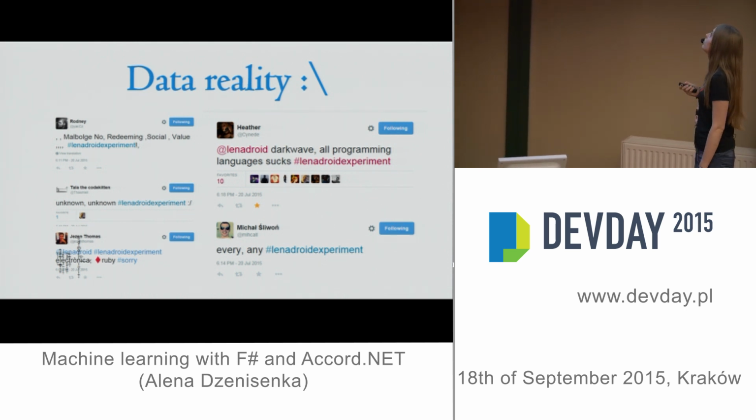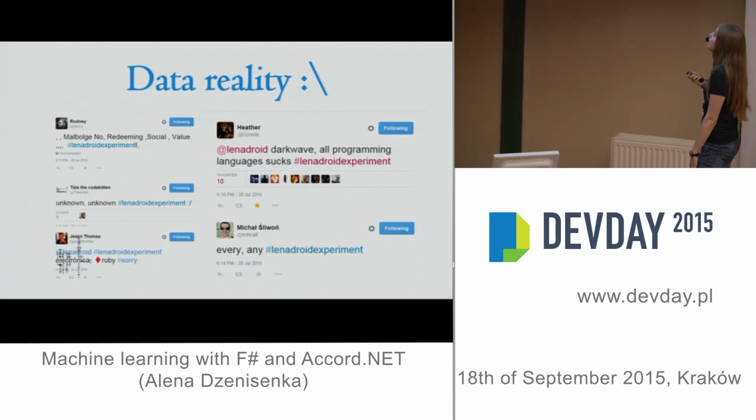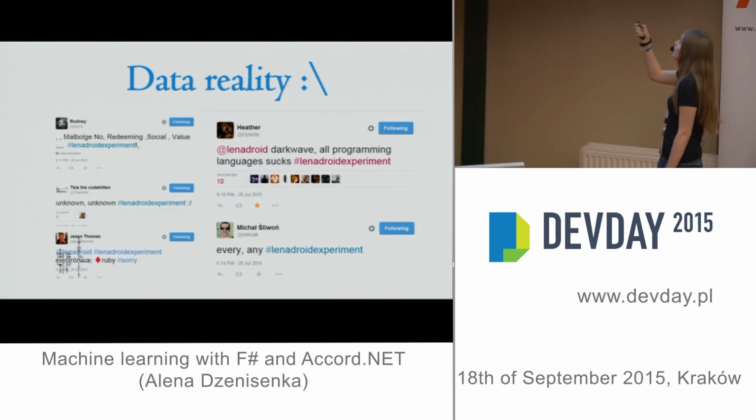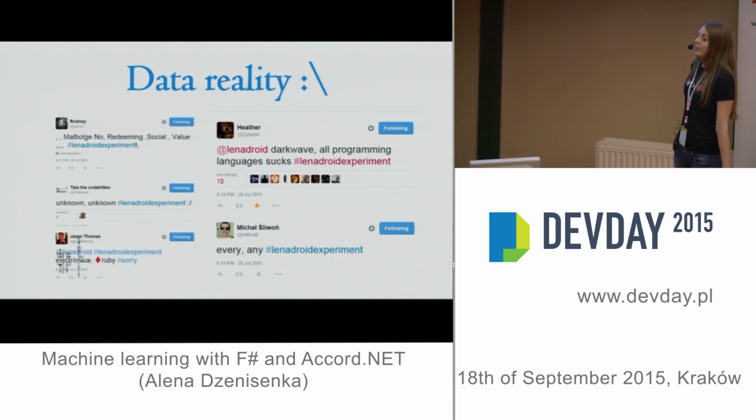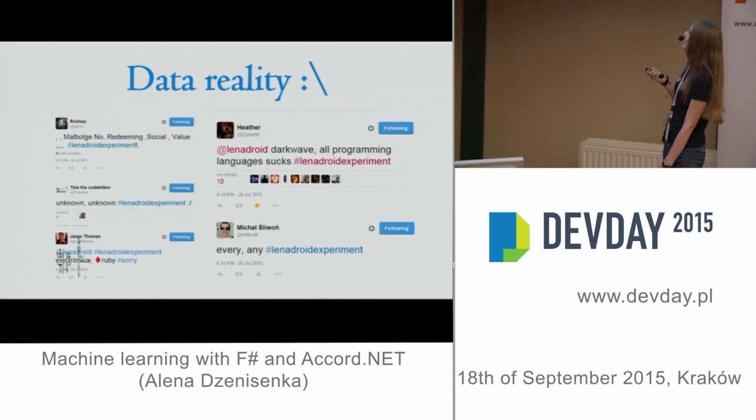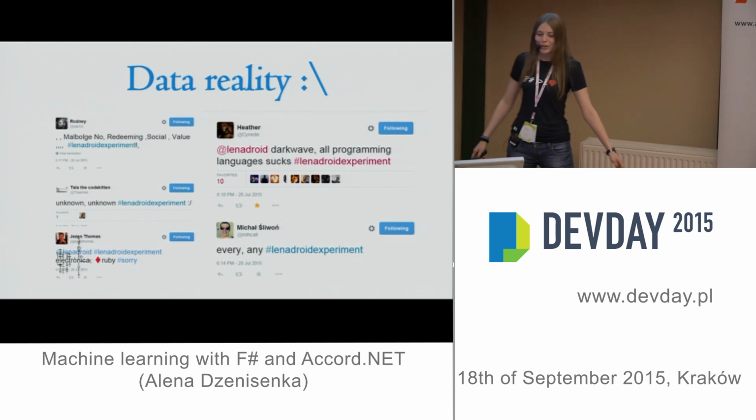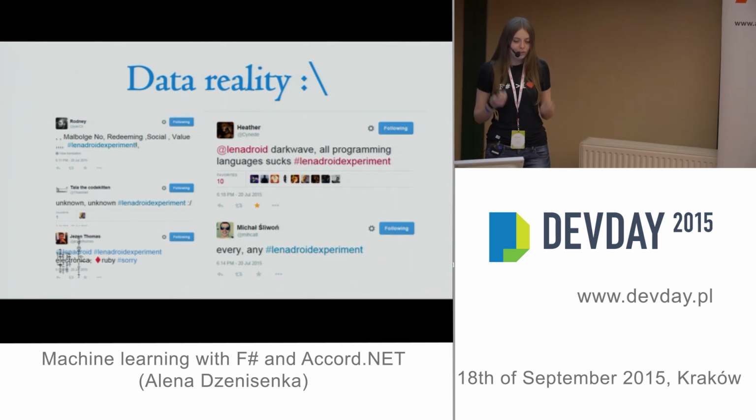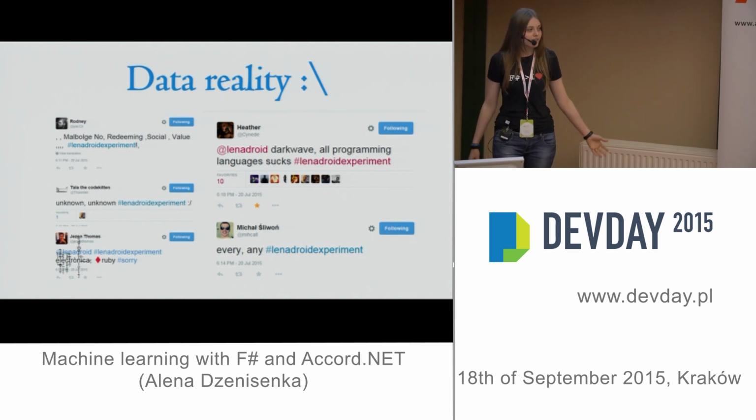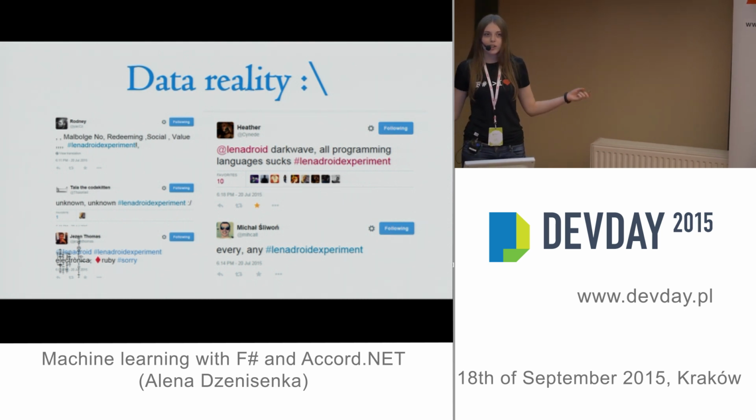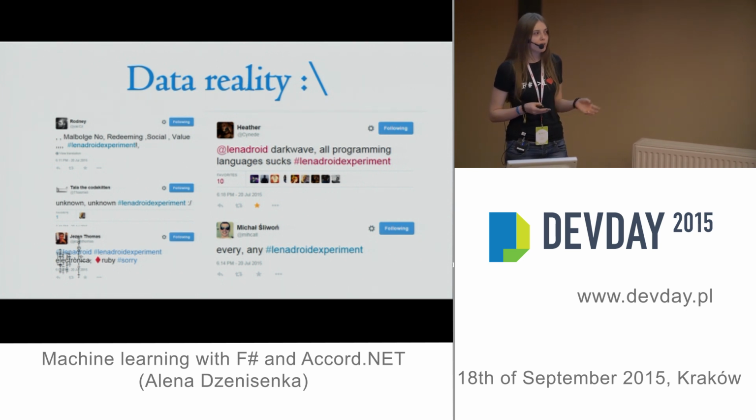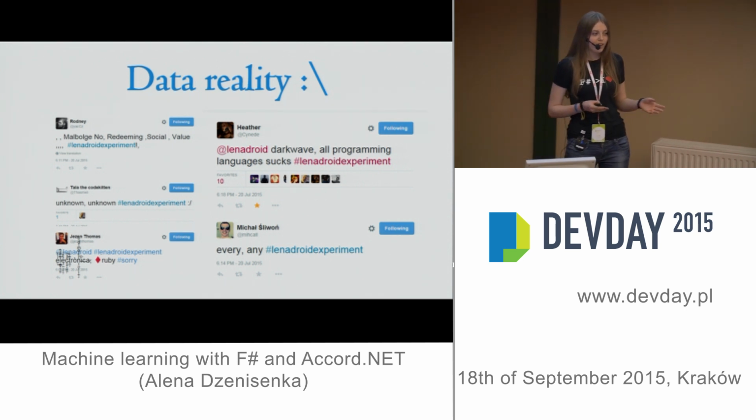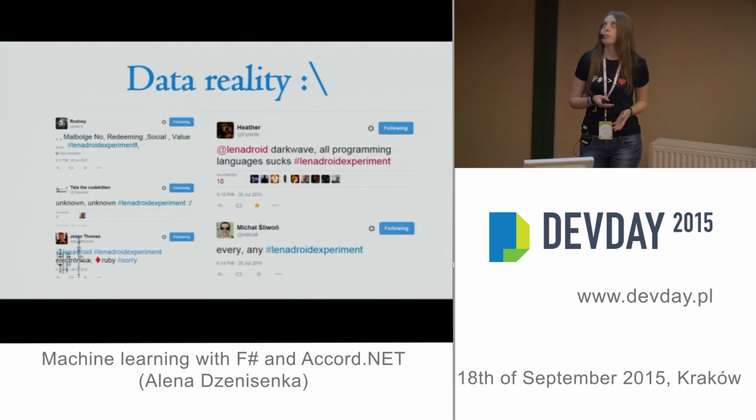Some people just wrote that all programming languages suck, and this tweet got the most retweets and favorites. And even Michal participated with his optimistic "every and any" option response. So this is very, very true. In reality, you'll never get perfect data. You'll always need to do something with it. And some data scientists say that before actually starting their machine learning tasks, they have to spend 70% of their time doing data preparation.